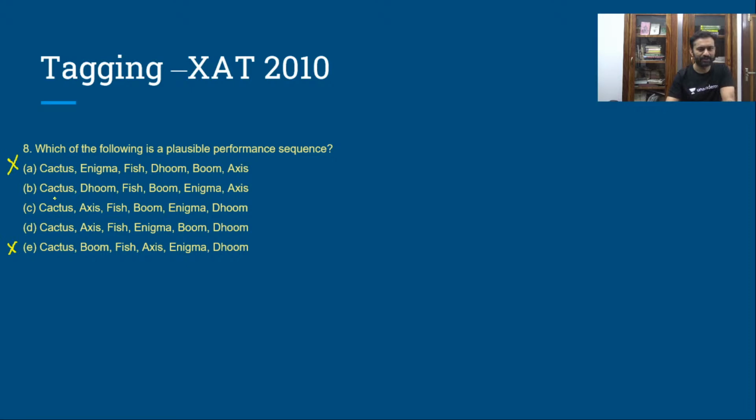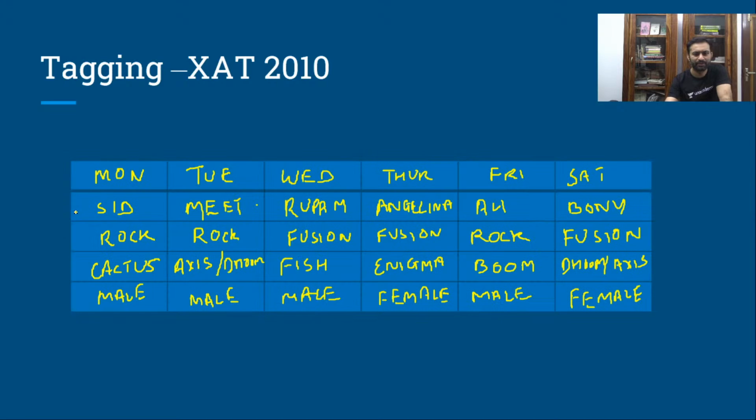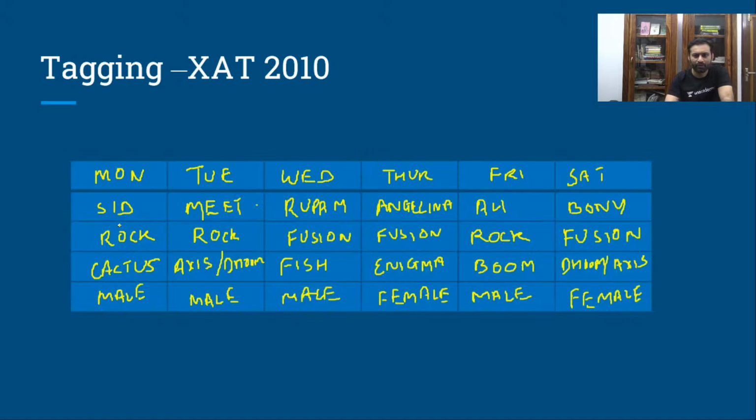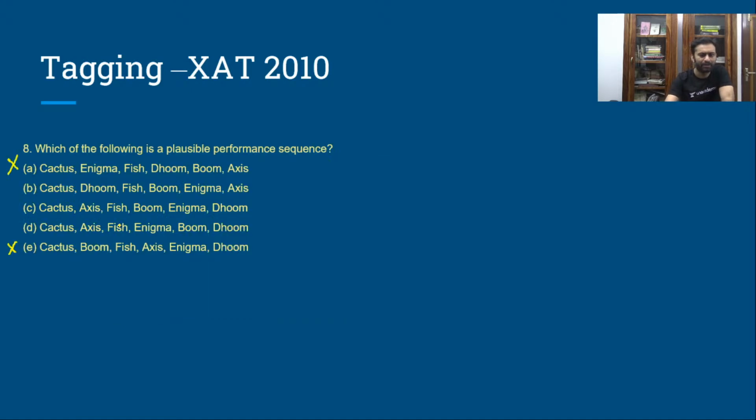The third one has to be fish. In all the cases, fish. Fourth one, enigma. So the right answer for the eighth is D.